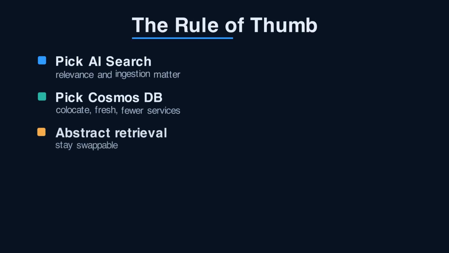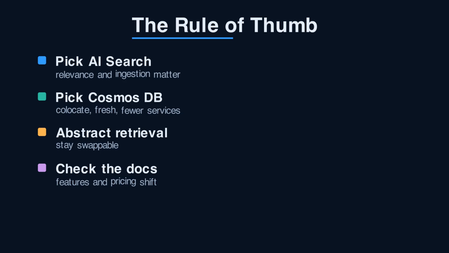So here's my rule. Reach for Azure AI Search when retrieval quality is the product, when you ingest documents from many sources, or when you need hybrid and re-ranking to hit your grounding targets. Reach for Cosmos DB when your data already lives there, when freshness and transactional updates matter, and when avoiding a second service is worth giving up the re-ranker.